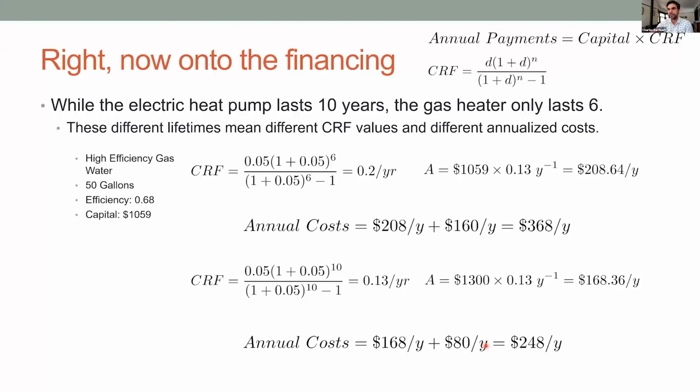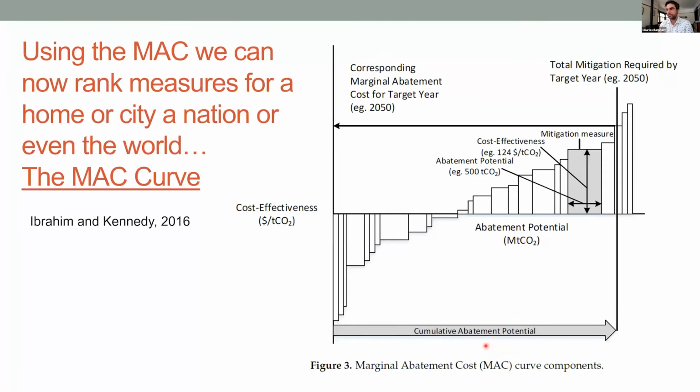So here's a few example curves for a city and then for the world. And the city is for Toronto. So using the marginal abatement cost for any measure, we can now rank measures for a home or a city or a nation or even a world. This generates the MAC curve, the marginal abatement cost curve. And the standard way of displaying this is on the y-axis, you put that marginal abatement cost, dollars per metric ton CO2, and on the x-axis, you put cumulative abatement potential. So how many metric tons are actually avoided from a particular strategy.